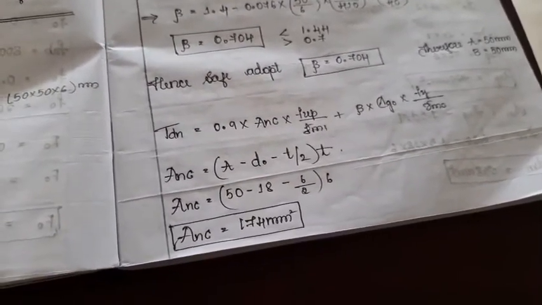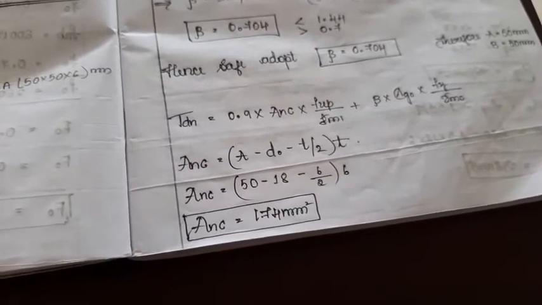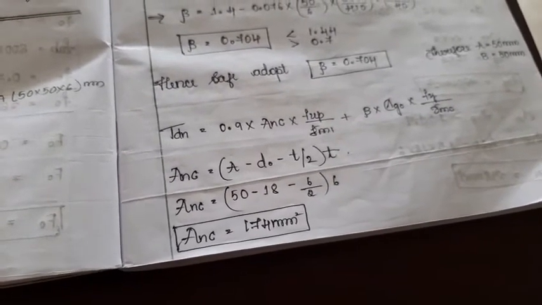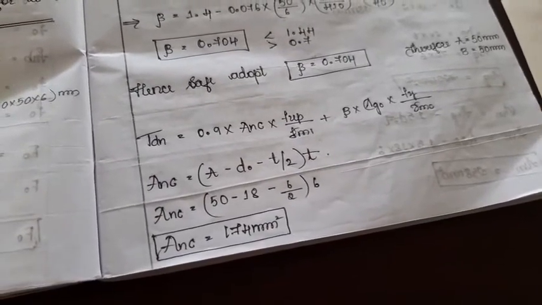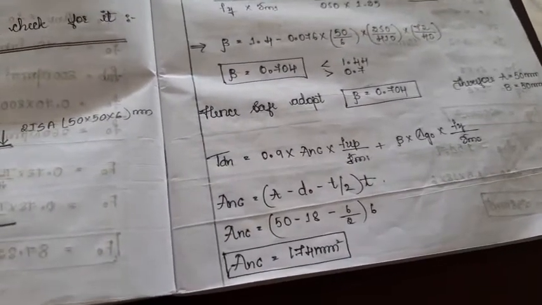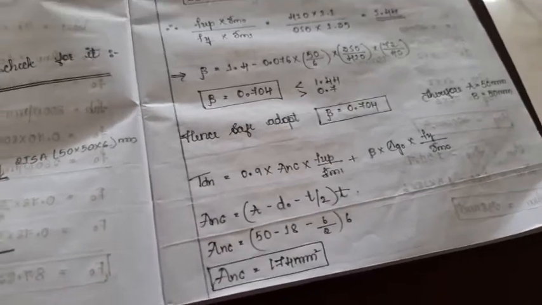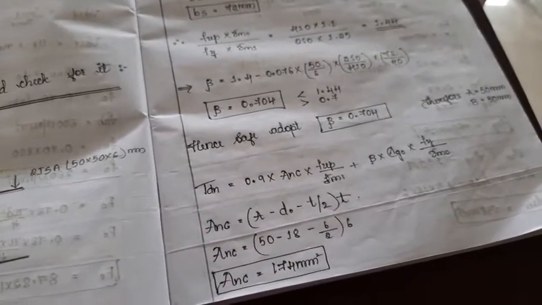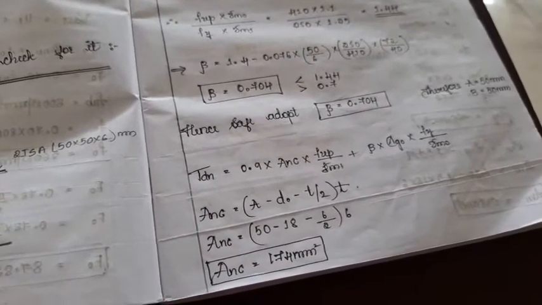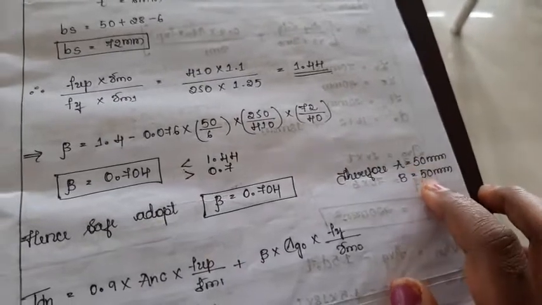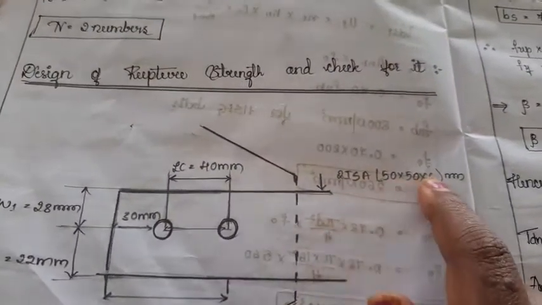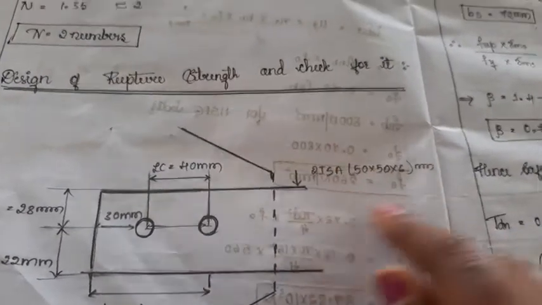So coming to this ANC, we have a formula here: capital A minus D naught minus T by 2, into T. What is this capital A? D naught is known, that is 16 mm dia of the bolt plus 2 mm cover, so the D naught value is 18 mm. T is nothing but 6 mm thickness, so 6 by 2. Therefore A is 50 and B is 50. Why 50 and 50? Because you have selected your angle as 50 by 50 by 6.